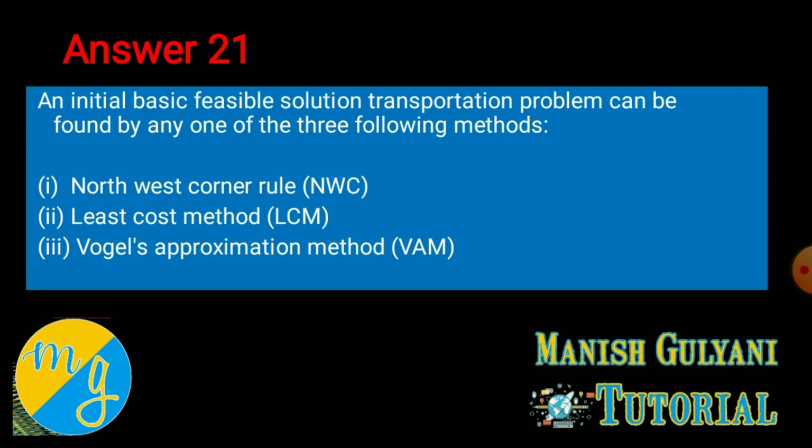So if you have done your practical part, you can easily attempt this question. You can easily explain the steps of NWCM, least cost method, and Vogel's approximation method. So NWCM, start from the left side upper cell, then move zigzag. Under least cost method, start from the least value, then the second least value, then the third least value, and so on. Under Vogel's approximation method, start from the row penalty and column penalty.